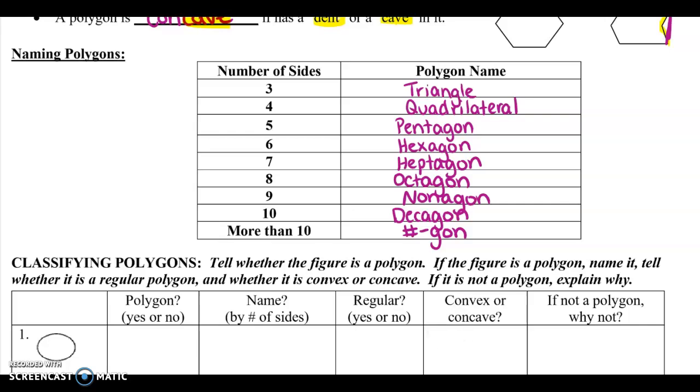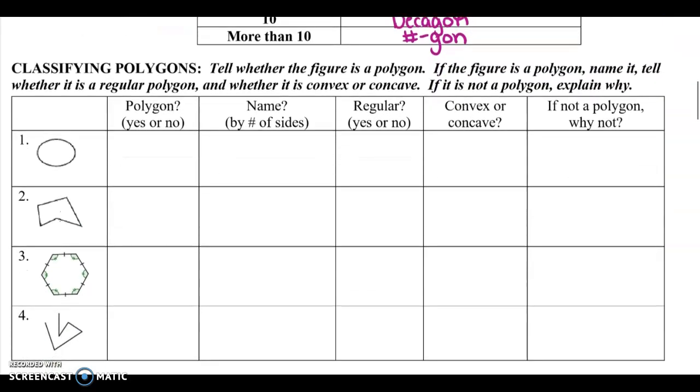All right, for the next section, we're going to tell whether the figure is a polygon. If the figure is a polygon, we're going to name it based on the number of sides, decide if it's regular or not, and decide if it's convex or concave. If it's not a polygon, we're going to jump right to the last column and tell why it's not a polygon. So the first one, this circle is not a polygon. So I'm not going to answer any of the middle 3. It's not a polygon because it's a circle. The lines aren't straight, so the sides are not straight.